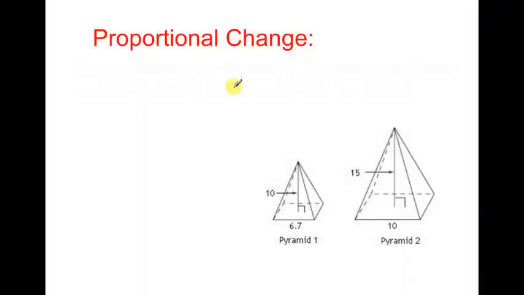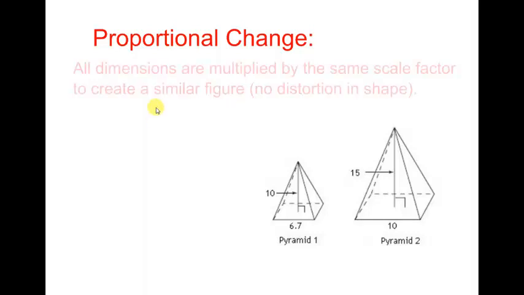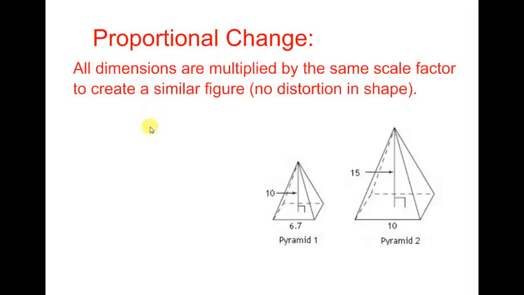In this lesson, we're going to look at what happens when you change a figure proportionally, which means that all the dimensions of your figure are multiplied by the same scale factor to create a similar figure. So here's where we're talking about enlarging a figure or reducing a figure down. But one thing you need to note is there's no distortion in the shape. It's just a smaller or larger copy of itself.